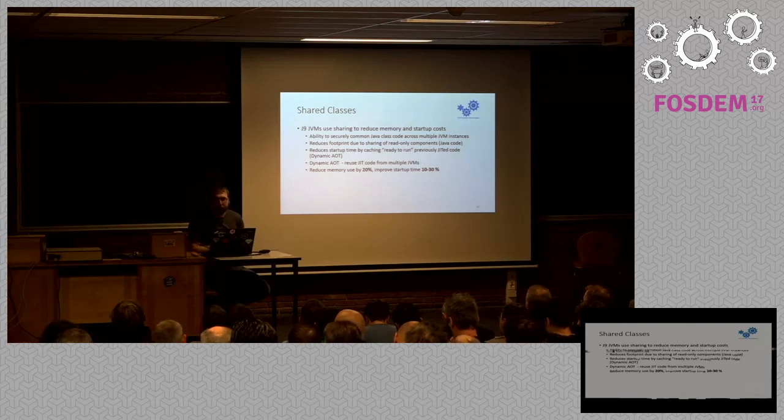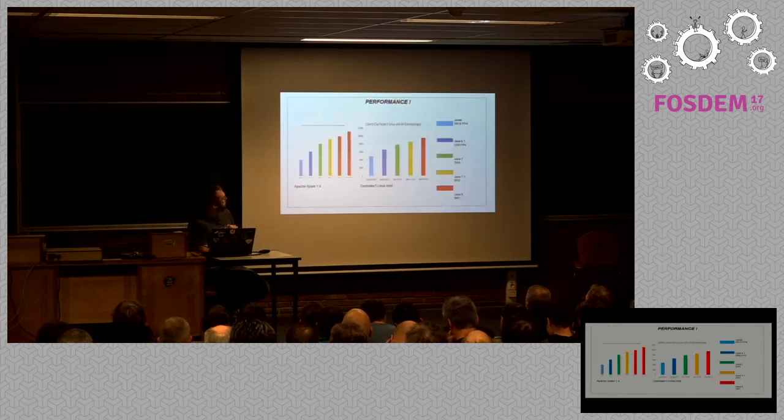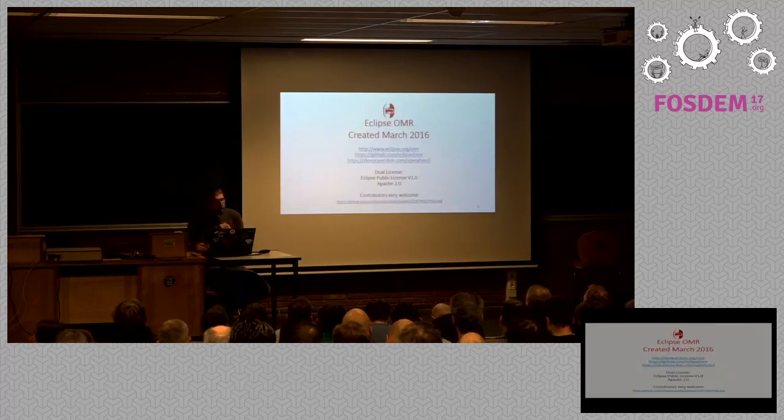And here, the memory footprint is reduced by about 20%, and usually you can get about 10 to 30% in startup speed by storing your AOT code and ROM classes in the shared classes cache. An obligatory performance chart. This is just some performance numbers over the different Java releases, showing that IBM is really focused on the performance of this, and that's going to be a continued thing for us as we move forward. So quickly on to Eclipse OMR.